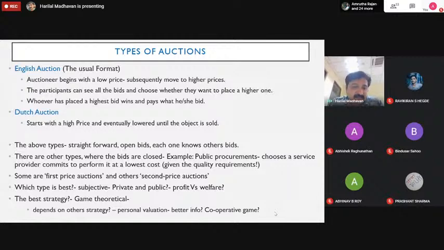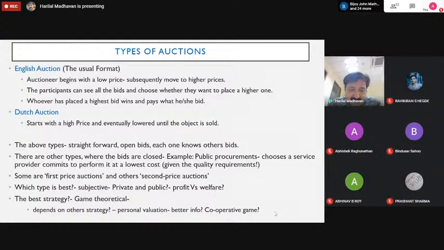So which type is best and which format is best? It's very subjective, because the best itself is really a subjective question, right? For a private company, it's the one which gets them the maximum revenue. For a public body or a state, when they are doing the bidding, it's not only the profit, but basically how it does the welfare for the society, right? So in that sense, it's very subjective which one really suits which kind of situation.